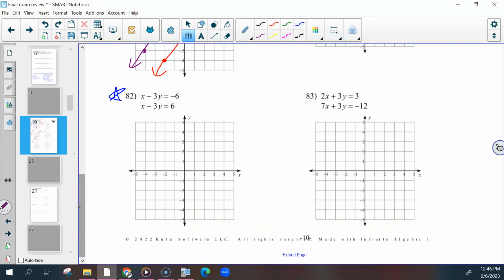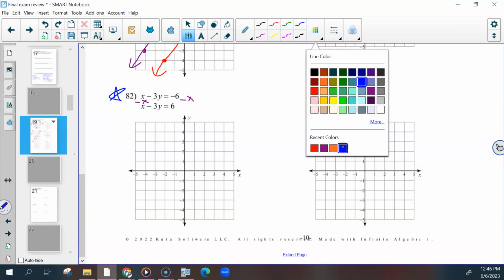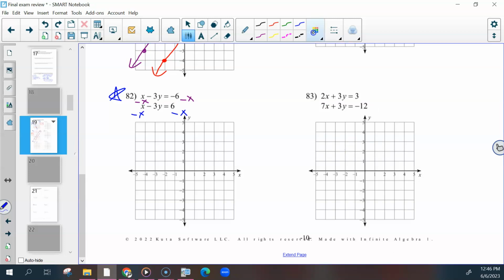Number 82, we have to solve both of these. Get it back into y equals mx plus b. So we can get rid of the x for both, subtract them. I'm going to do this simultaneously, subtract the x on both at the same time. The first one would have negative 3y equals negative x minus 6. The second one would be similar, but a little different. Negative 3y equals negative x plus 6.